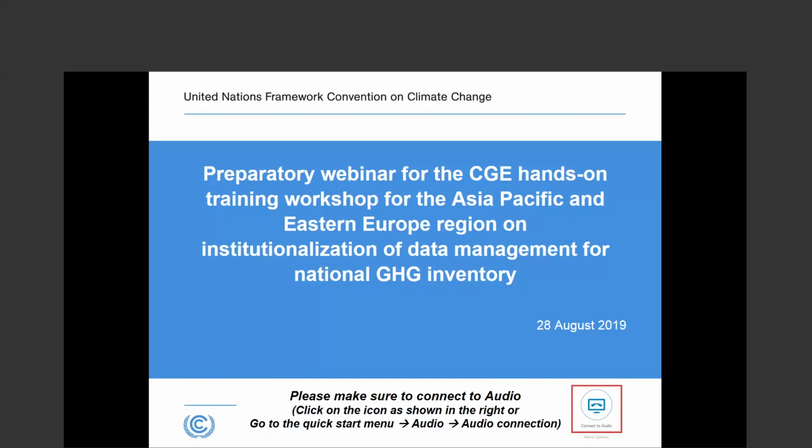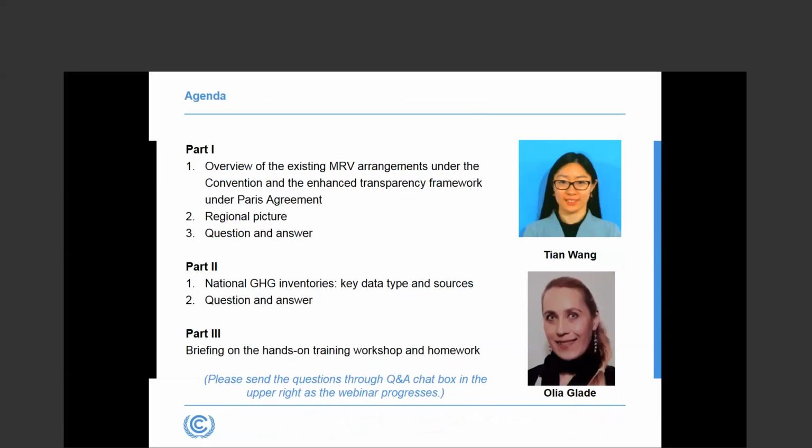We have two speakers with us today. One is Ms. Tian Wang, a CGE member from China, and she will do the first part of this presentation, which is providing an overview of existing MRV arrangements under the Convention and the Enhanced Transparency Framework under the Paris Agreement. She will also provide some regional picture on some of the GHG data issues, and then we'll have some question and answers.